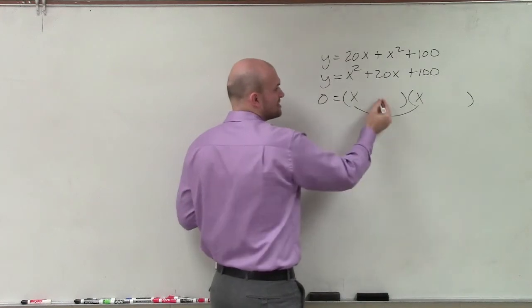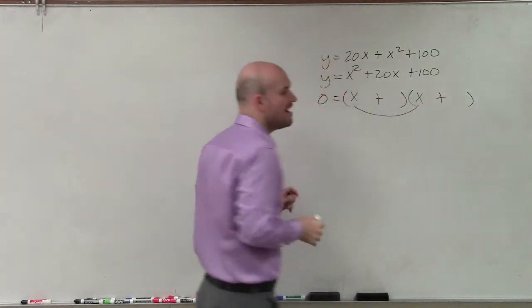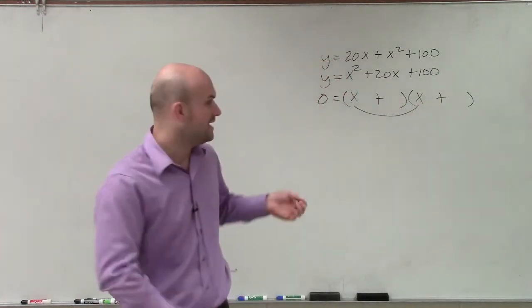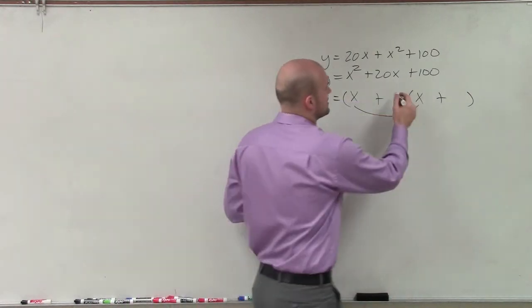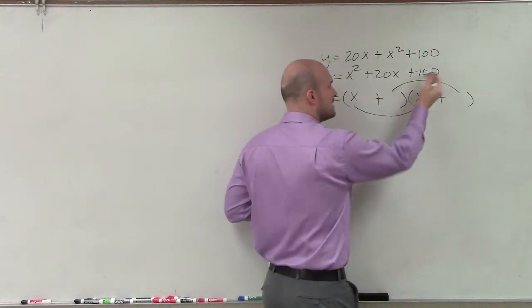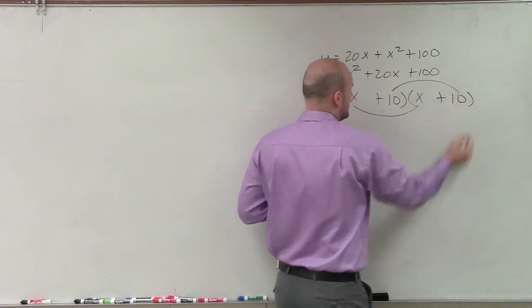I look at my middle term. Since my middle term is positive, I know both my two factors are going to be positive. Then I look at the last term and say, all right, if I was going to multiply these two, what two numbers that are exactly the same multiply to give me 100? Well, that's going to be 10 and 10.